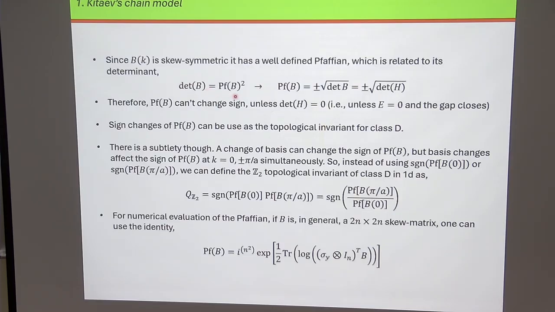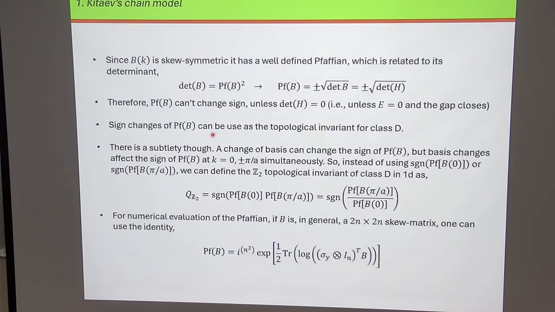Okay, so what is the thing? The Pfaffian squared will give you the determinant, so it means that the Pfaffian can be equal to plus minus the square root of the determinant. So then you can see whether this Pfaffian is going to change sign if you have a gap closing. You can change the sign only through a closing of the gap, okay? Then you just can look at whether this Pfaffian is changing sign or not. It could be plus 1 or minus 1, that's the sign.